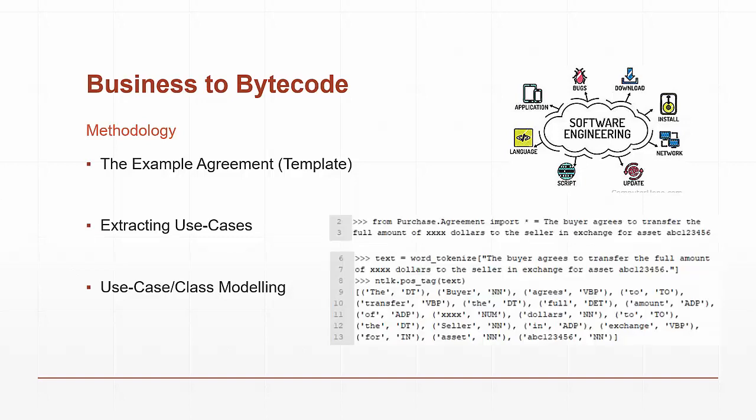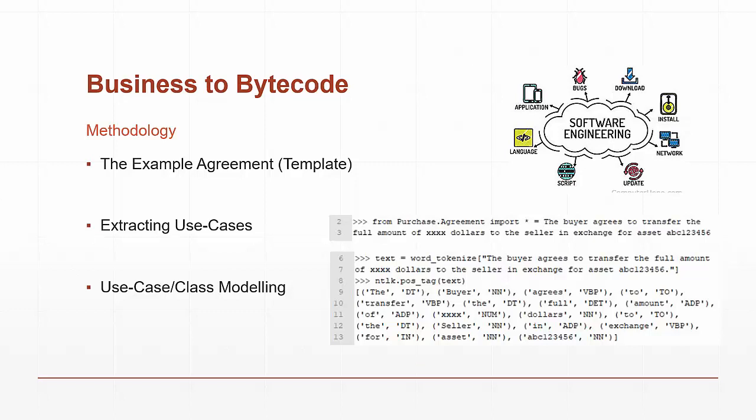So what we're seeing happen here is we've got the natural language written out as a contract. We've imported that to our natural language processing toolkit, and we can see that the buyer agrees to transfer the full amount of a certain number of dollars to the seller in exchange for a particular asset.